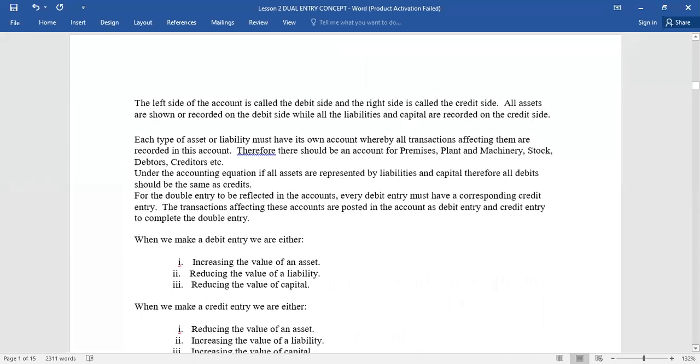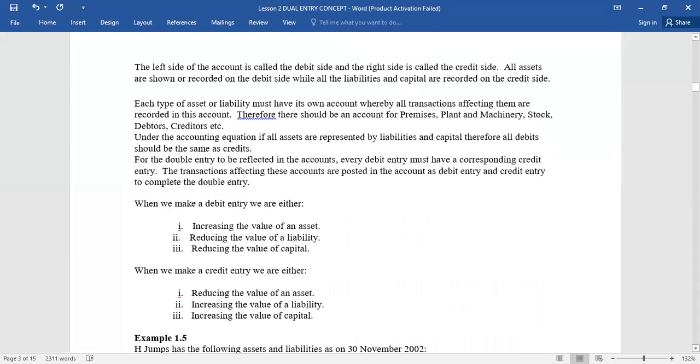I know it's jumping. I've said the left-hand side of the book is called the debit side, and we normally denote it as DR, whereas the right-hand side is known as the credit side. So all assets are recorded on the debit side. Liability and capital items are recorded on the credit side. So each type of asset or liability must have its own account.